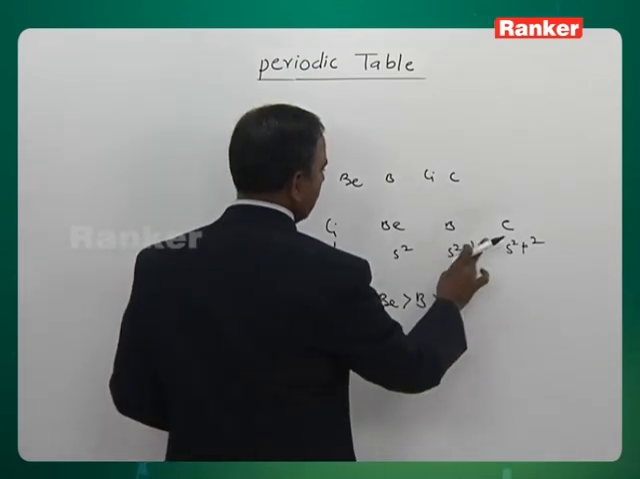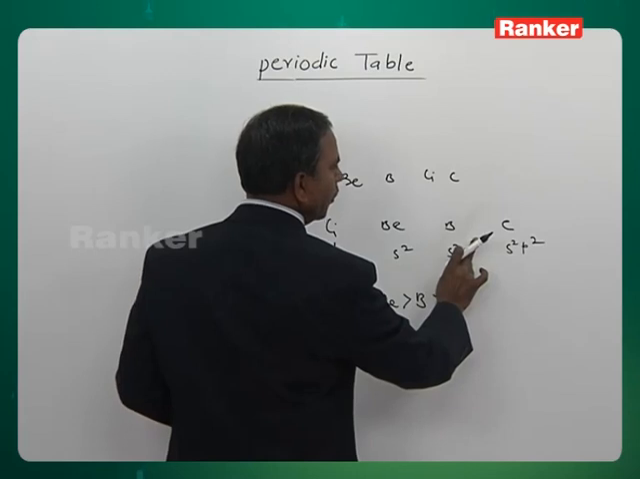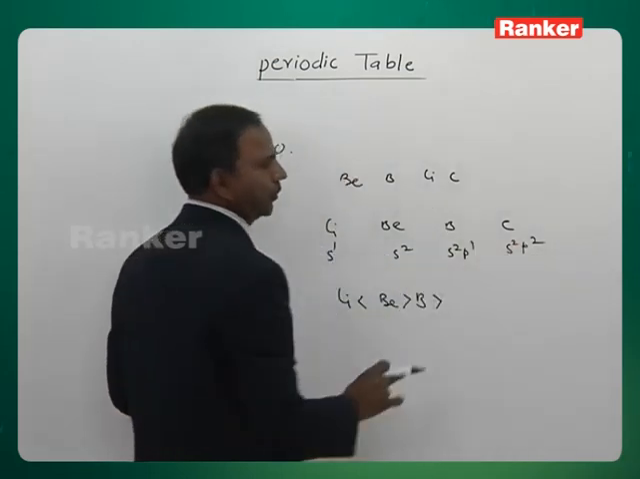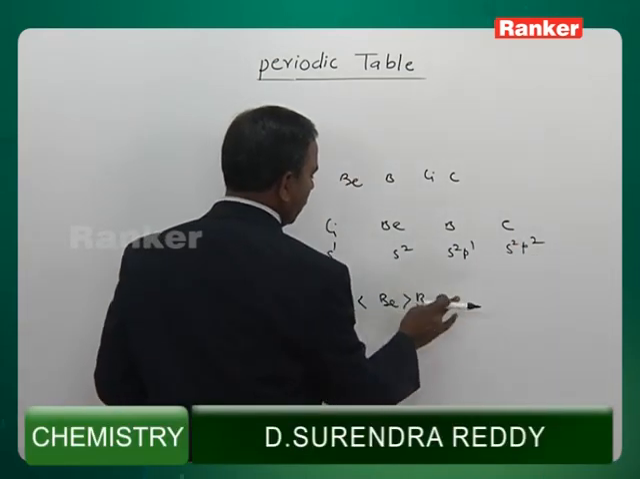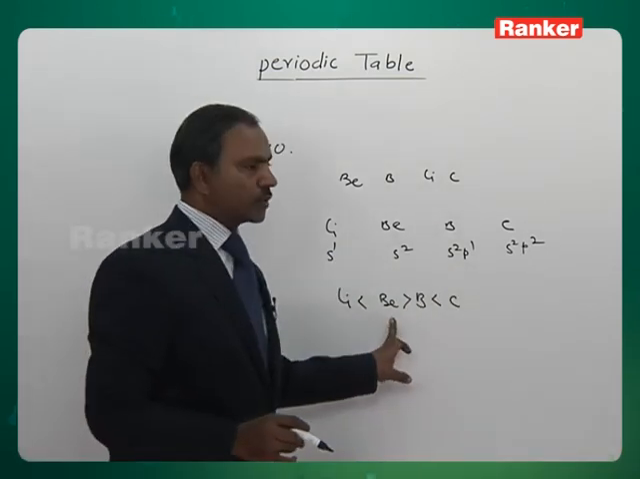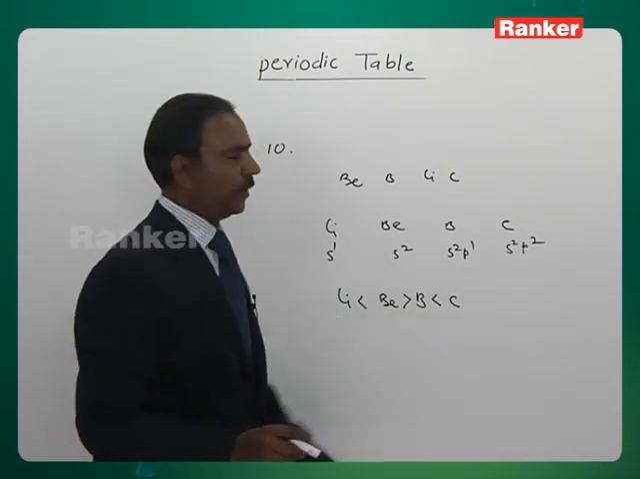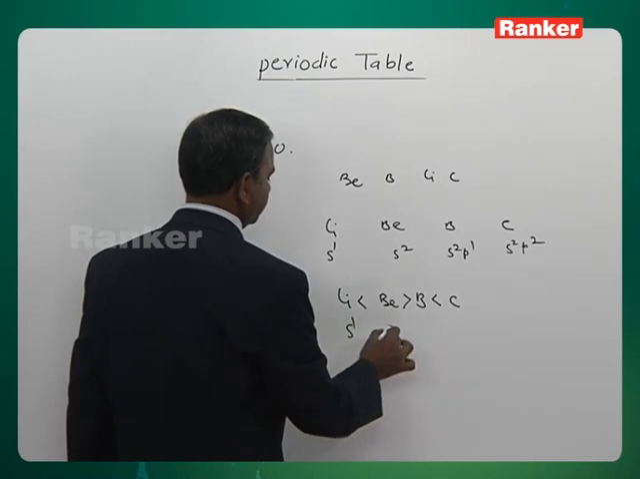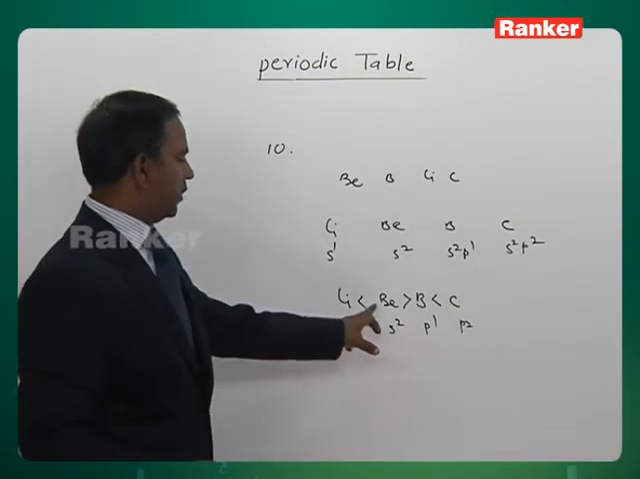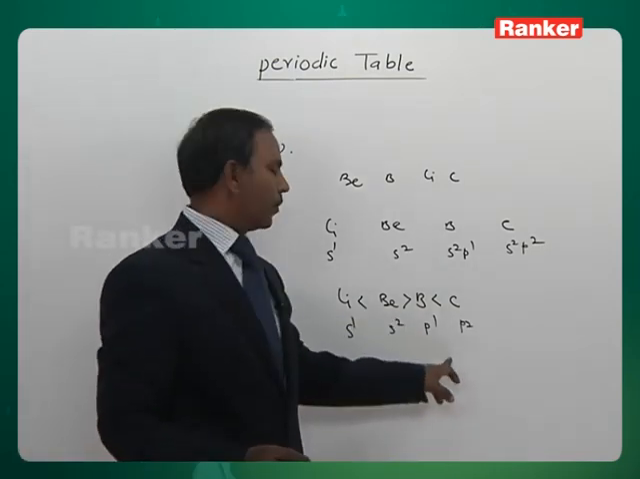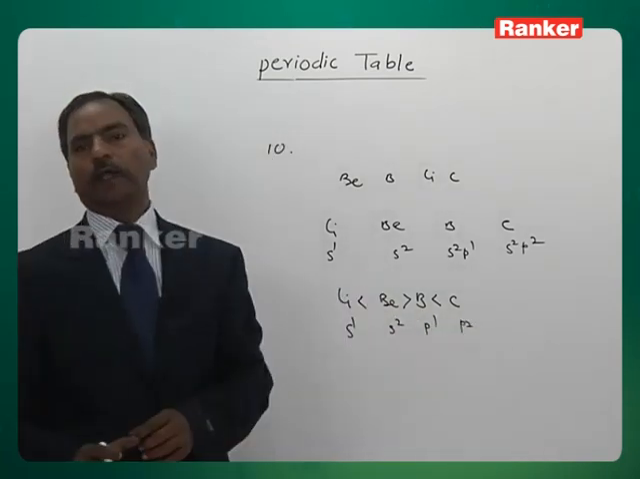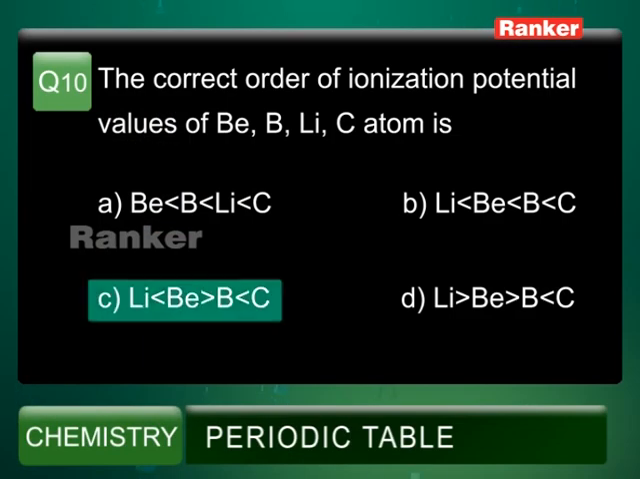In P1, I can easily remove the electron. Therefore, in comparison, boron is atomic number 5, carbon atomic number 6. Left to right IP value is increasing. Therefore, boron has less than carbon. So, S1 configuration, S2 configuration, P1 configuration and P2 configuration. Therefore, lithium is less than beryllium, beryllium is more than boron, boron is less than carbon, since from boron to carbon IP value is increasing because left to right IP value is increasing. Therefore, question number 10, answer is C.